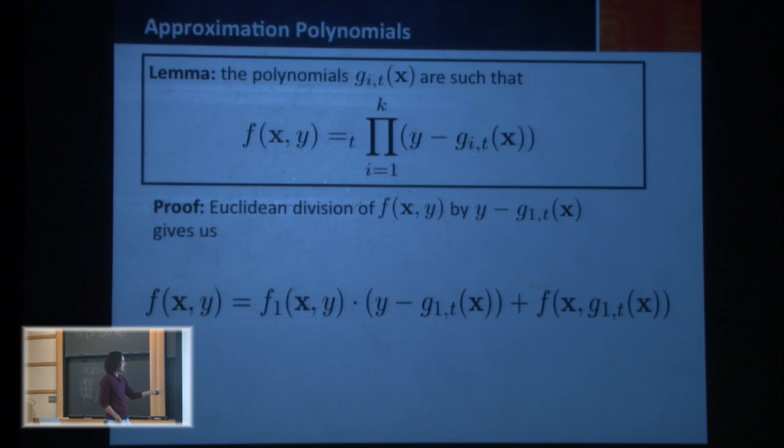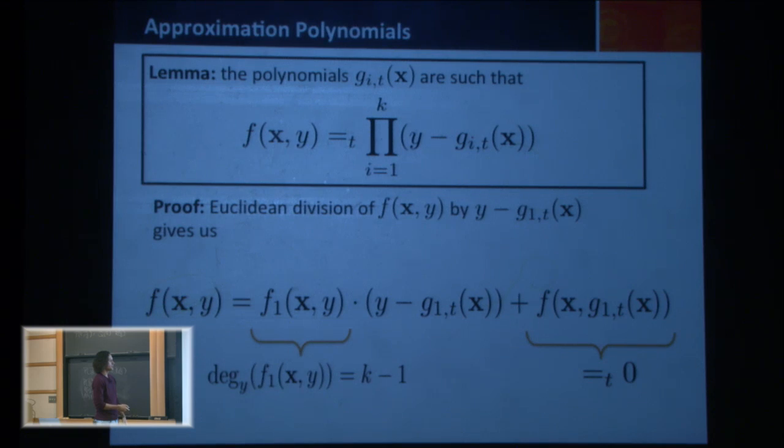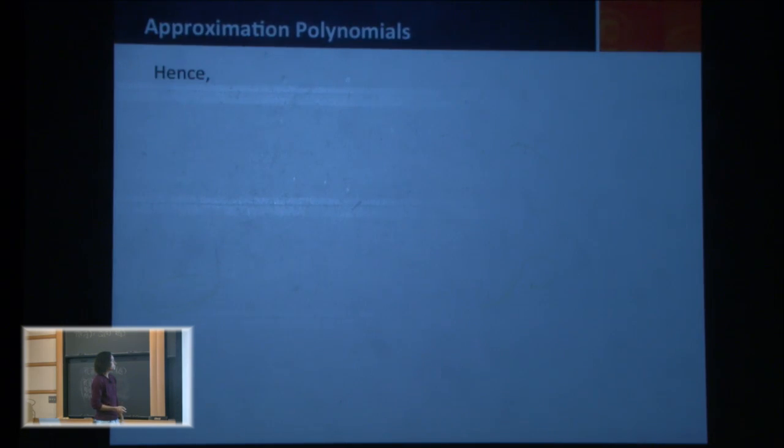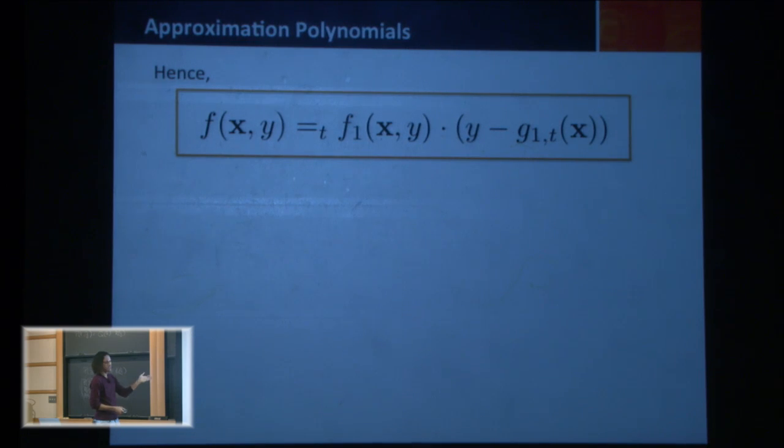So what happens is f is equal to some polynomial f1 times the root plus the remainder, which is exactly f(x, g1(t)(x)). Now what we need to notice is that the degree of this polynomial f1 is k minus 1 in y, and the remainder is equal to 0 up to degree t. And then up to degree t, it factors. Right? The approximation of the root is actually a root.